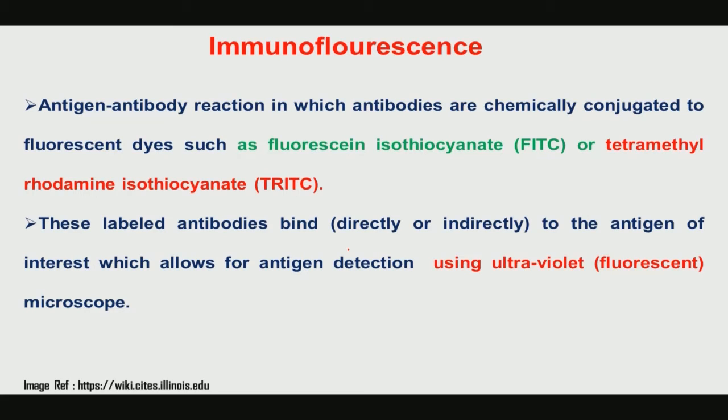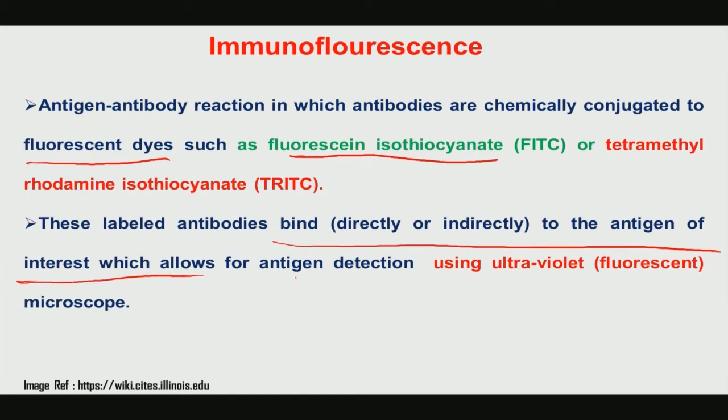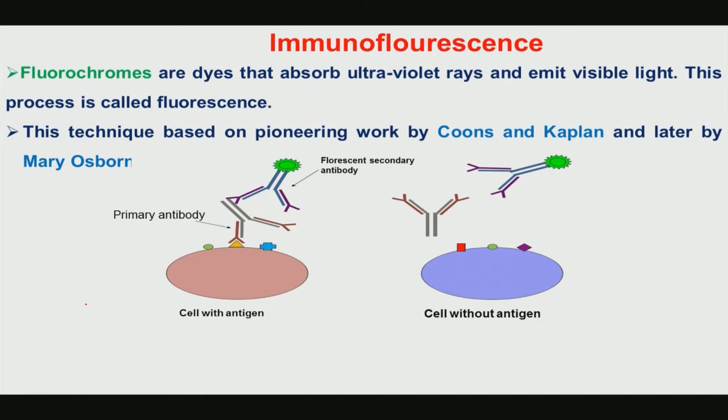So, it is essentially an antigen antibody reaction wherein these antibodies are chemically conjugated to fluorescent dyes. These fluorescent dyes can be fluorescein isothiocyanate, like FITC. So, FITC will be tagged to certain antibodies, and these labeled antibodies bind to the antigen of interest, which allows antigen detection using either an ultraviolet or fluorescent microscope. So, you can use the same fluorescent microscope while using the immunofluorescence assays.